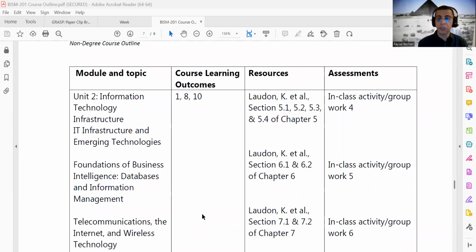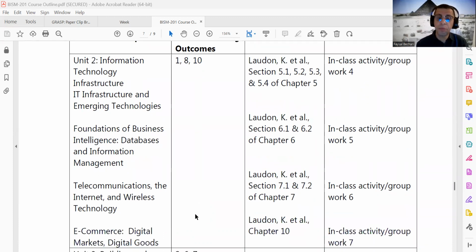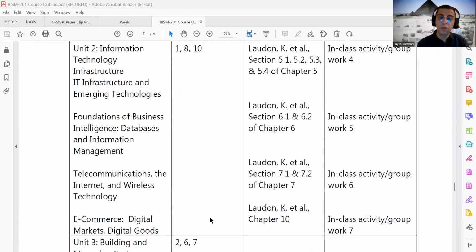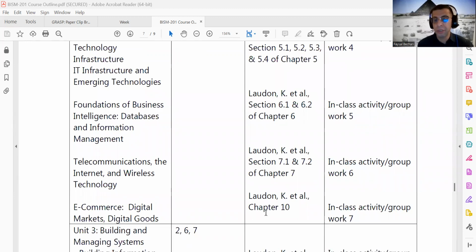We'll bring an application that today is used by Huawei for telecommunication administration and billing systems. We'll talk about different types of wireless technology that are available, and we're also going to touch on e-commerce, the digital e-commerce market and digital goods, in chapter 10.